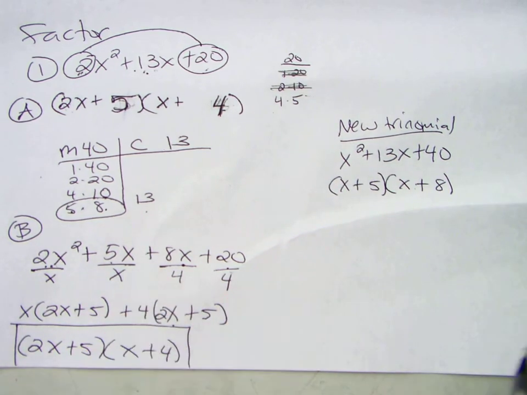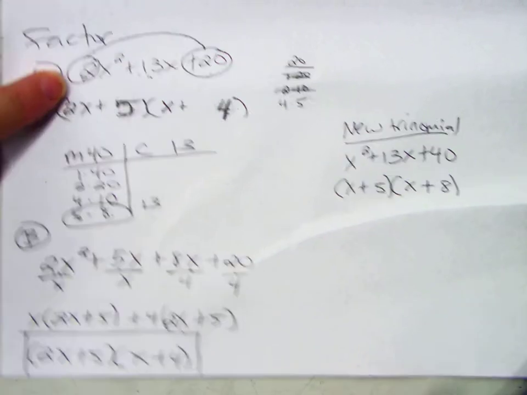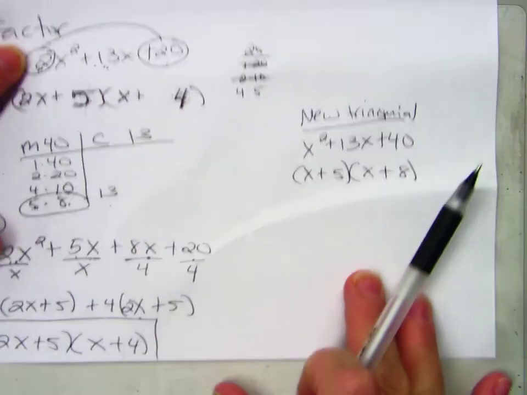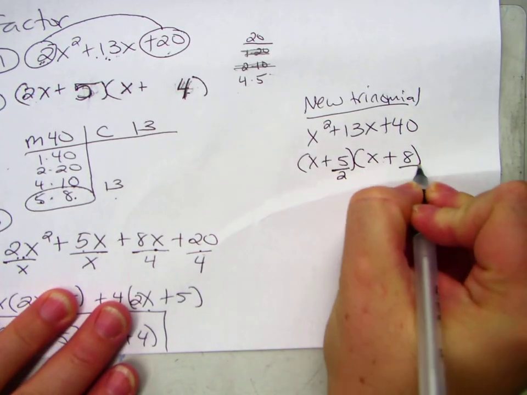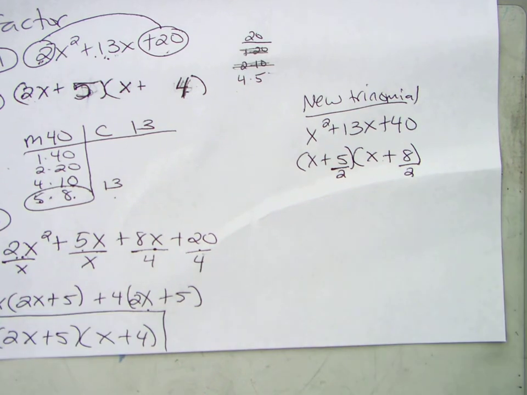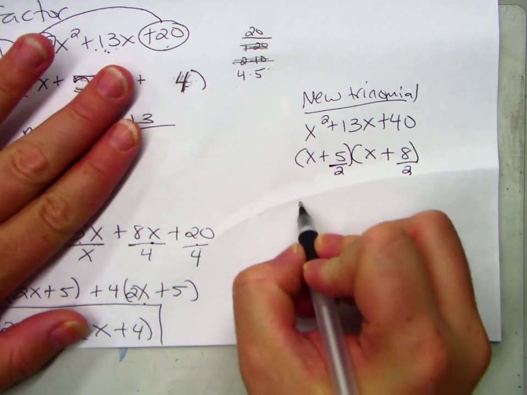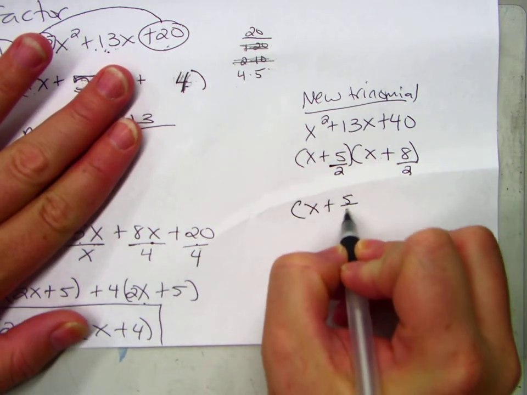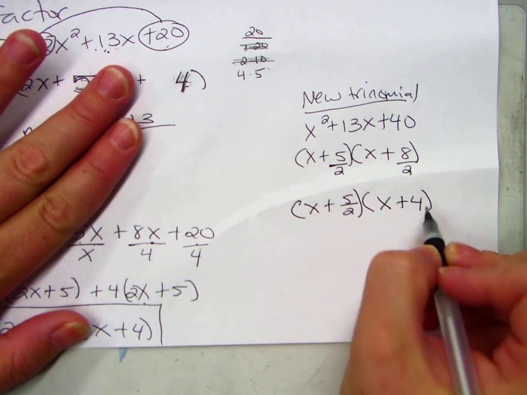But remember, what did we lose? We lost the 2 in the front. So what we're going to do is put both of our numbers divided by 2. Can you divide either one of these? Yeah, you can divide 8 by 2. So I have x plus 5 over 2 and x plus 4. 8 divided by 2 is 4.